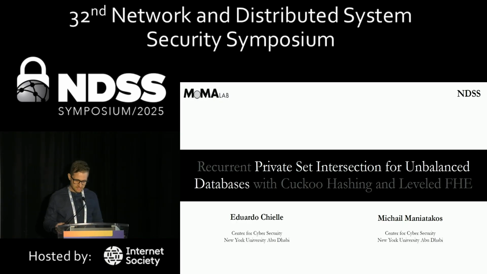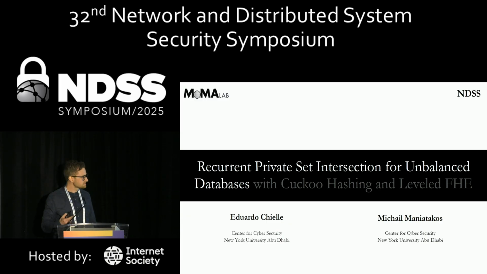But there are applications, for example, private contact discovery. Let's say you are new to WhatsApp and you want to find which of your contacts is also on WhatsApp. In that case, your set, which is your list of contacts, will be small, and the WhatsApp user base is large. So in this case, a protocol designed for unbalanced sets would be more efficient.